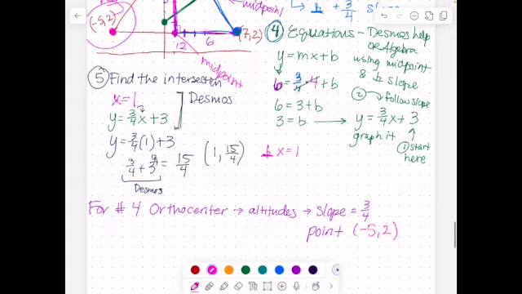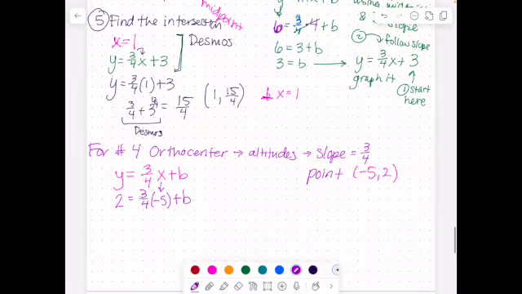So we're going to write y equals 3/4 x plus b, but we're going to put in that point there. So replace the y with 2, and we're going to have 3/4 still, but replace the x with a -5 plus b. So I'm going to use Desmos to help me get that.